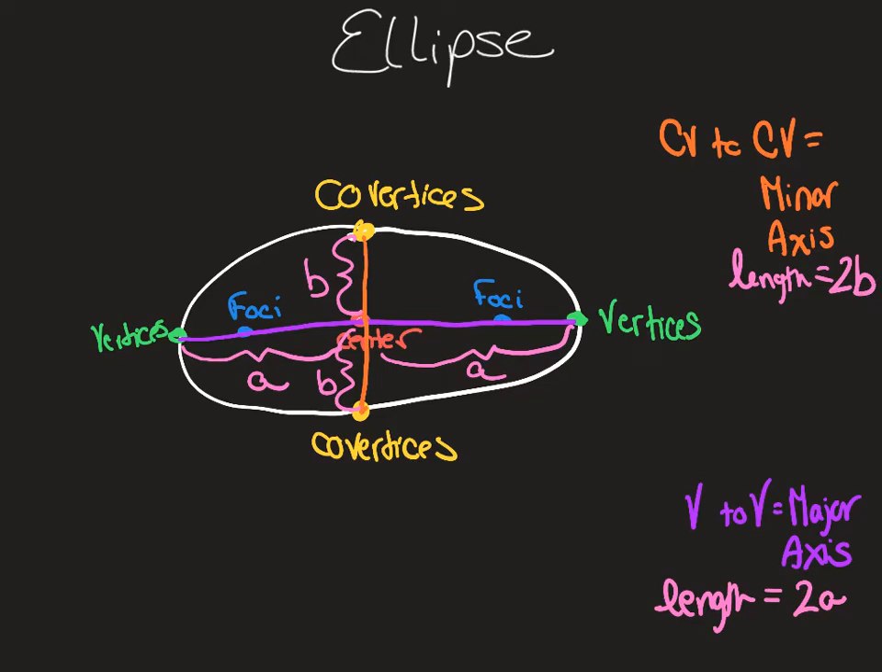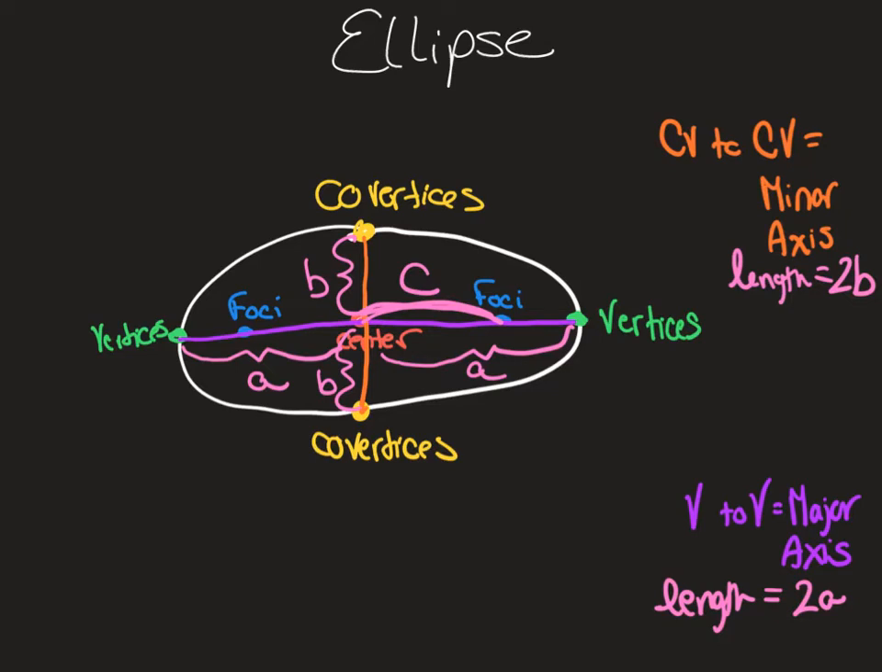The last length we have is this one right here from the center to the foci, and this length is called C. Now I've drawn this ellipse horizontally, but if we were to flip it vertically, everything would stay the same. It's just that the vertices would go up and down instead of left and right.